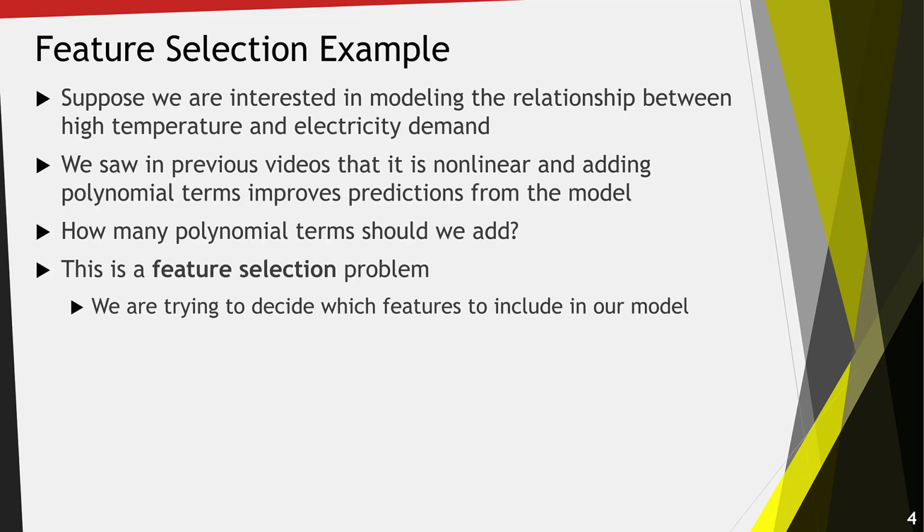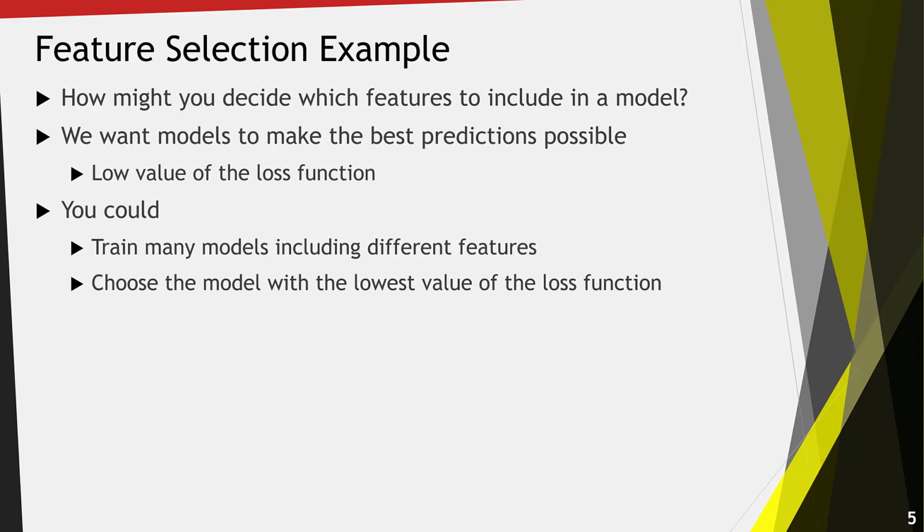Following from examples in previous videos, suppose we're interested in modeling the relationship between the high temperature and electricity demand. We saw in previous videos that the relationship is nonlinear, and adding polynomial terms improved predictions from the model. But that leads to a question: how many polynomial terms should we add? This is a feature selection problem. You're trying to decide which and how many features to include in a model. How might you make that decision?